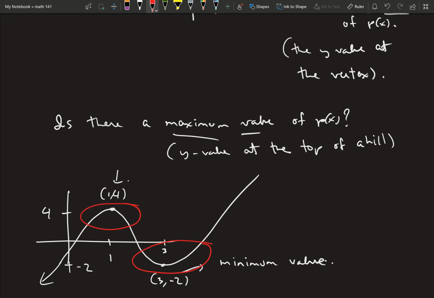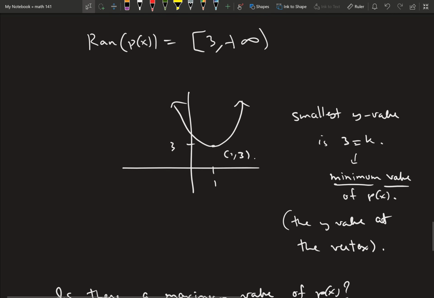So is there a maximum value for this function? Since this just keeps growing and growing, there's no maximum value. No matter what value you can think of, you still get more than that. So there are no maximum values, but there is this minimum value of 3, that we attain at x equals 1.